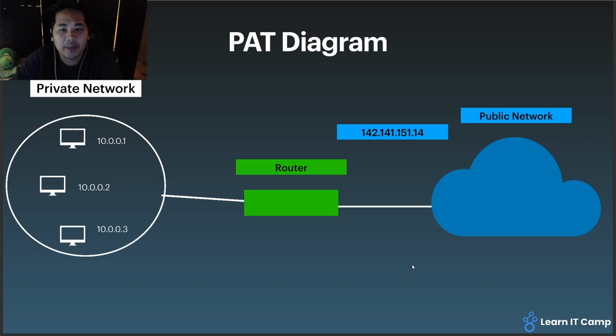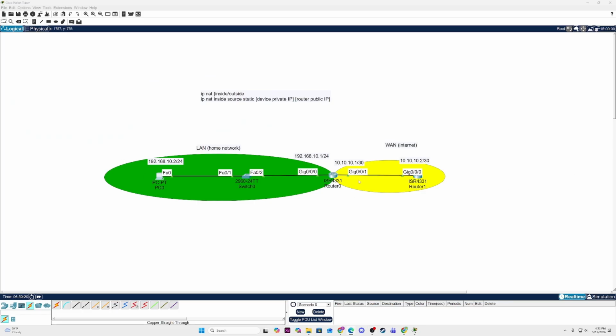And this is how the PAT diagram looks. And now we're gonna do a Packet Tracer demo. And now we're gonna configure NAT. This is my setup. We have a local area network in green, the wide area network, or the internet, in yellow. These are the commands.